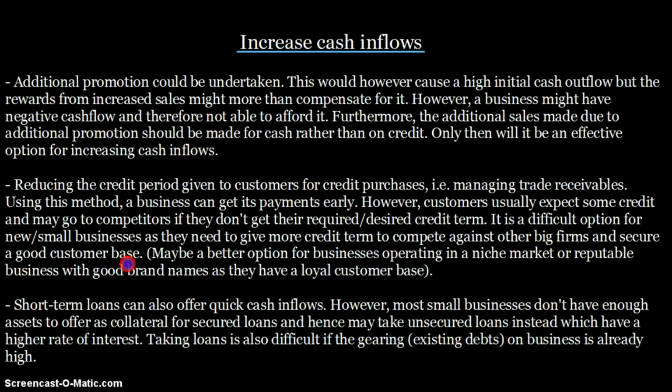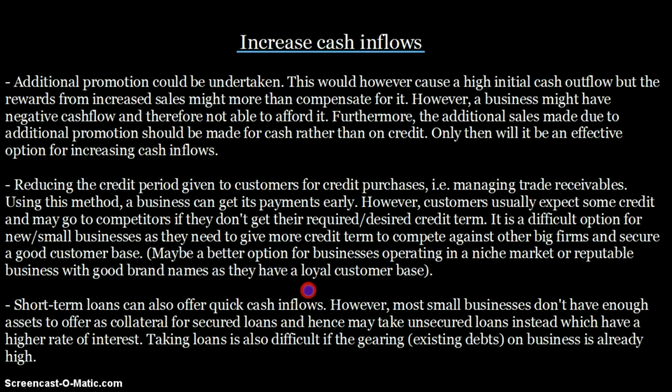customer base. So it may be a better option for businesses operating in a niche market or reputable businesses with good brand names, as they have a loyal customer base. In a niche market, of course, people won't have any other competitors to go to, so they will agree to the short credit period. And reputable business, again, okay, it's an iPhone or big brand names, McDonald's, KFC, they all have good brand names.